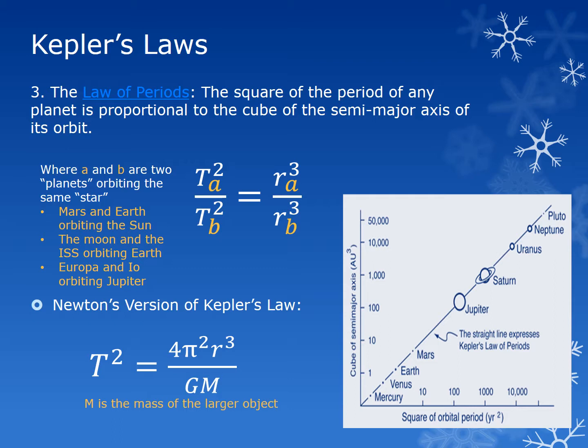So the A's and the B's are just labels to what objects we're talking about, but you do have to square the periods and cube the radiuses. Now Newton's version of Kepler's law is the one at the bottom. It takes a little bit of math to get from Newton's universal law of gravitation and Kepler's law of periods to this equation. So we're not gonna worry about that for now.